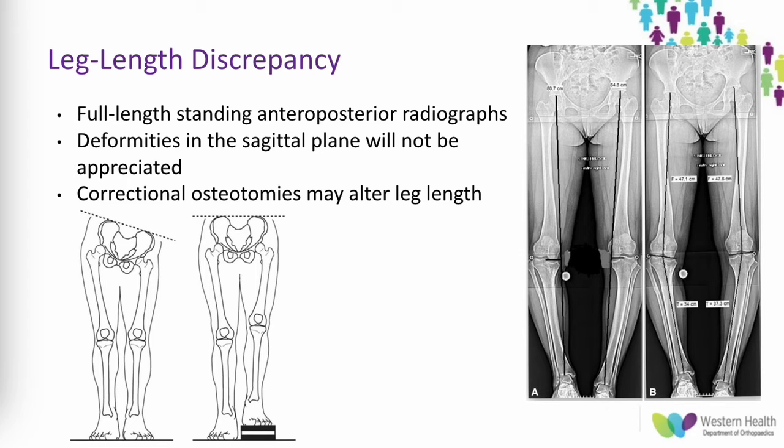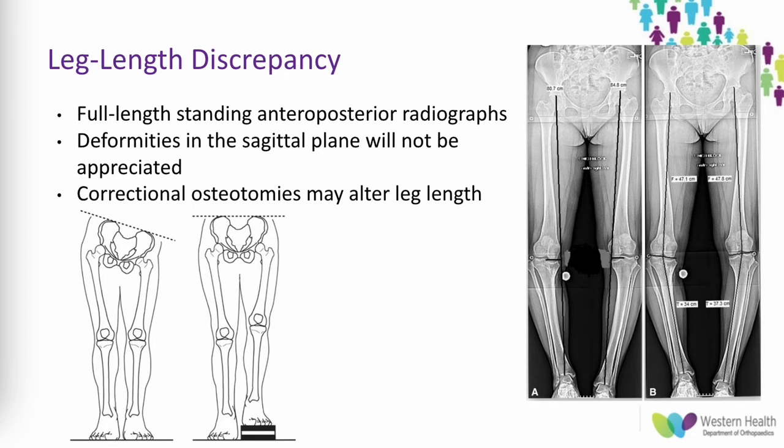A key component of your preoperative assessment is the leg length discrepancy. This is best obtained from full-length standing AP radiographs, and it's the most valid and reliable method to measure leg lengths. The leg lengths can be measured from the center of the femoral head to the talus, or segmentally by measuring the length of the femur and tibia separately.